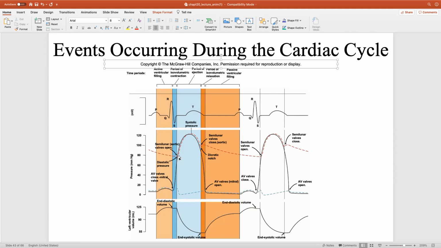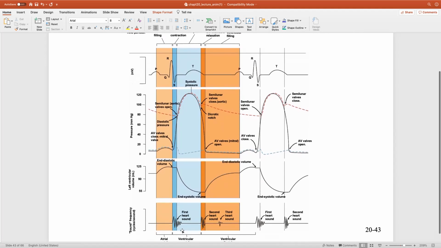So as it does this, the pressure in the left ventricle now exceeds the pressure in the aorta. When that happens, you're going to start to open up the aortic valve. As you open up the aortic valve, should you hear a heart sound? No, right? Heart sounds are only caused by closure of the valves. The only time you should hear a heart sound when you open the valve is when you have a heart murmur of some form.